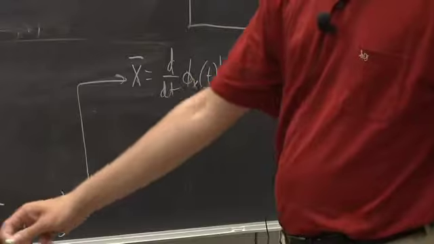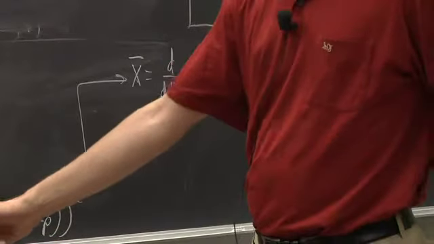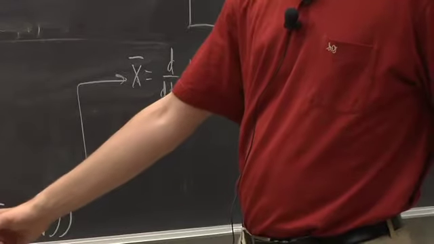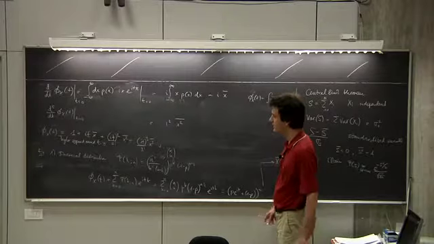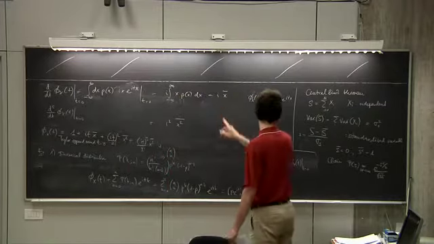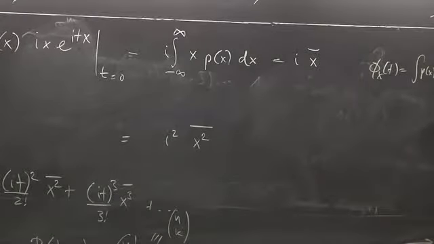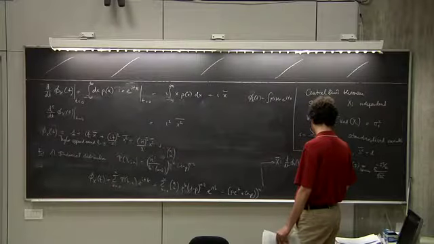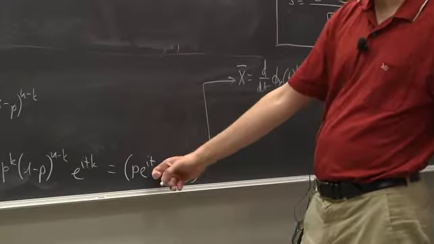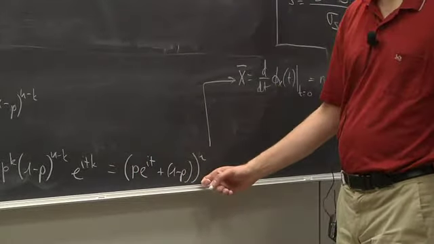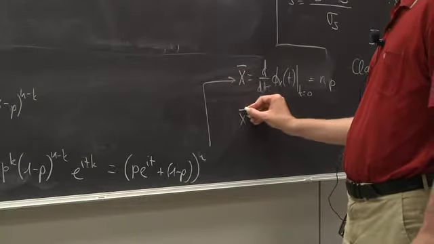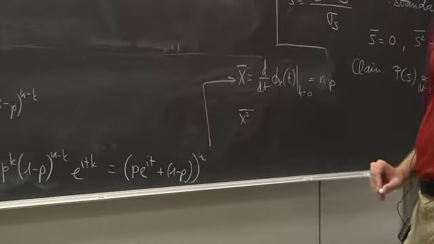What happens if I derive here? I get n times this factor to the n minus 1 times i times p. Okay, and that should be i times x bar. So I take the i away, and I get just n times p times this factor evaluated at t equals 0, and this factor becomes 1. Okay? So if I do the second moment, what should I get?